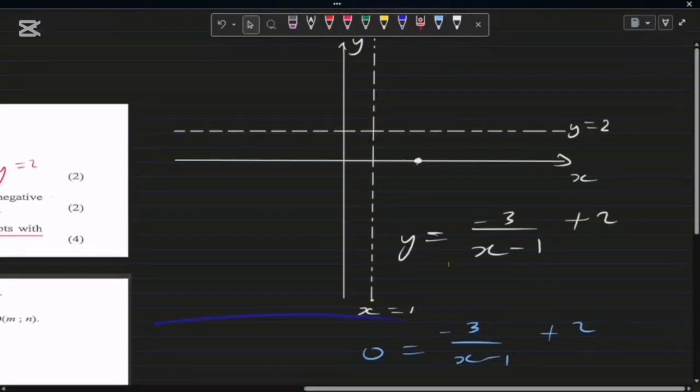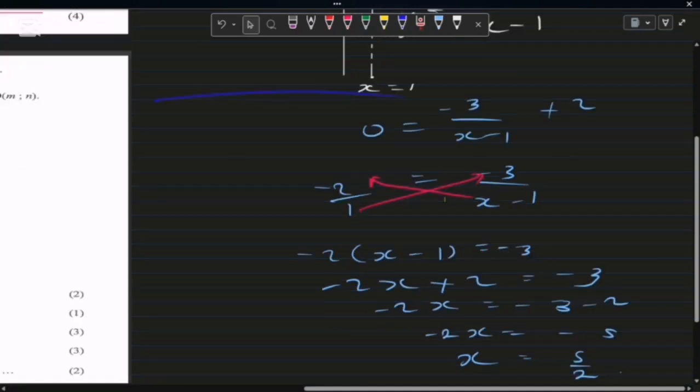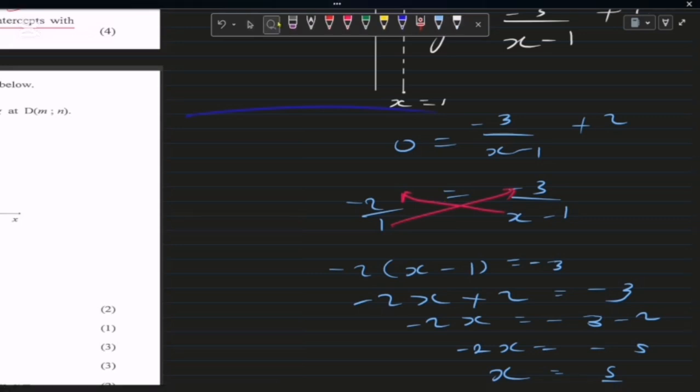And then we know that now we need to determine the y-intercept. Now the y-intercept, in order for us to do that, we must make x equal to 0. Let's do that. Let me just remove this.